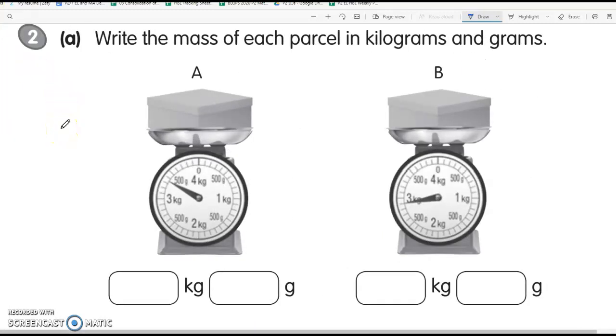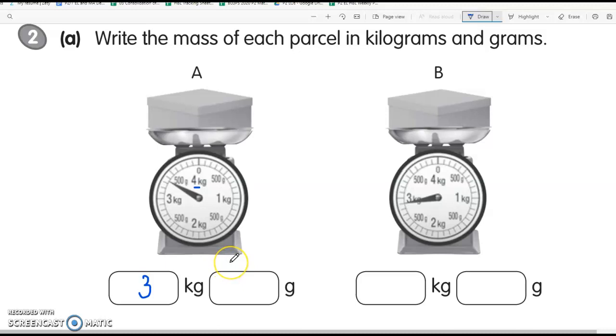So let's start with parcel A. So let's look at the scale. The scale starts from 0 and all the way to 4 kg. Okay, so the maximum weight it can measure is up to 4 kg. So let's fill up the kg first because that is the easiest. So the needle moves one round and passes by 3 kg. So the needle is between 3 and 4. So which one do we take? 3, right? So let's write 3 kg here.